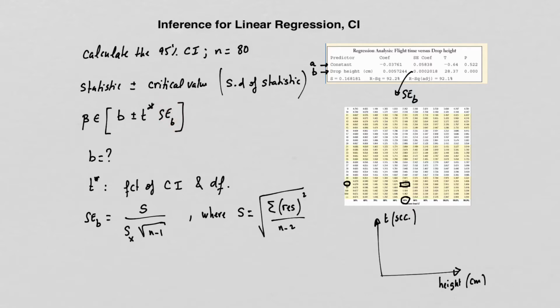So we want to be 95% confident that this interval will capture the true beta. Beta is the slope in seconds per centimeter of all the paper helicopters if we were to send a gazillion of them, okay? You notice, as always, you need to know your statistic, you need to know your t-value, and you need to know your standard deviation of the statistic, called standard error. So there are three things we need to know.